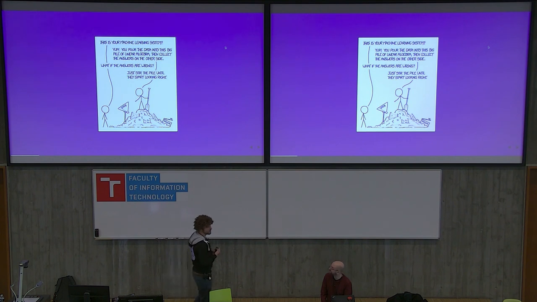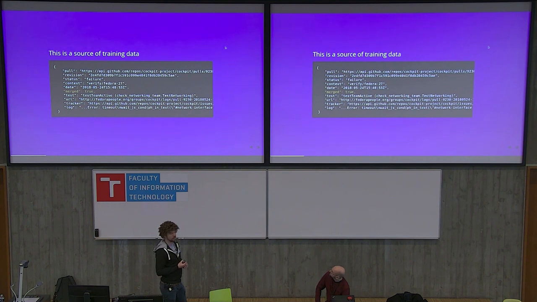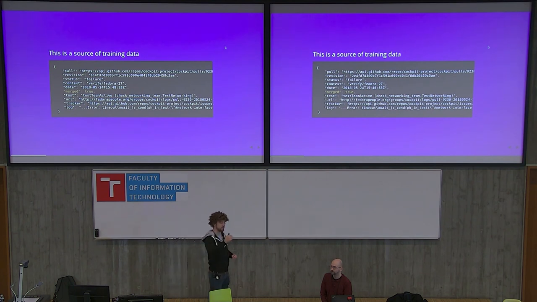But more to the point, let's just talk about how we make this data first. We can tell whether someone thought a certain test failure was a test flake, a false positive, by whether that commit was merged into the master of the project or not.